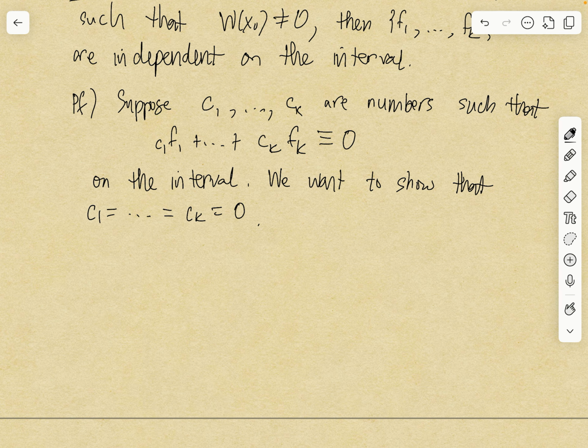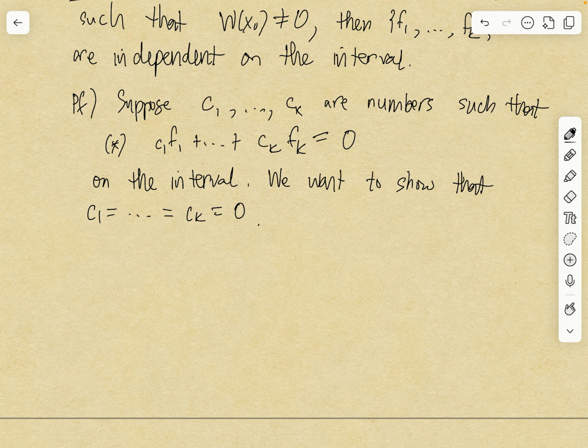Okay. So we have this equation, and we want to show that c1 through ck are all 0. By the way, the 3 equal signs just emphasize that it is 0 on the entire interval. Of course, since I wrote on the interval, I don't have to use the 3 bars. It'd be okay if I just had 2 bars, but the 3 bars are for emphasis.